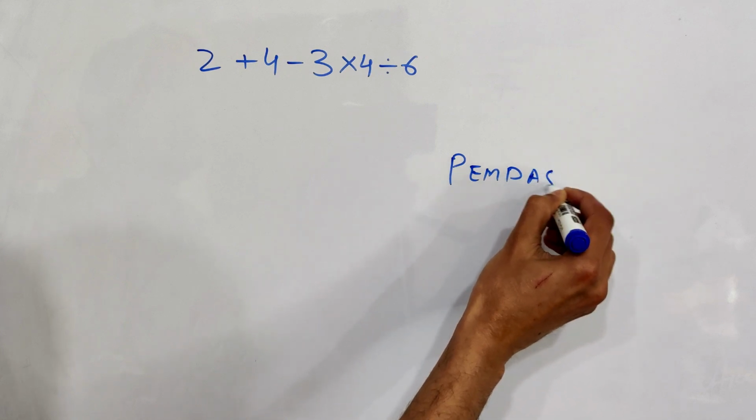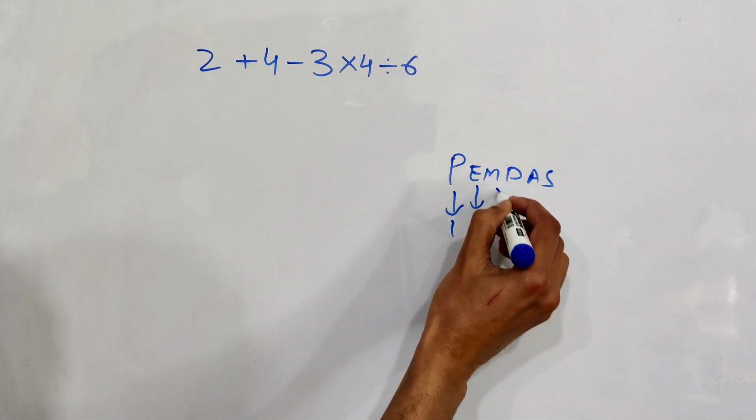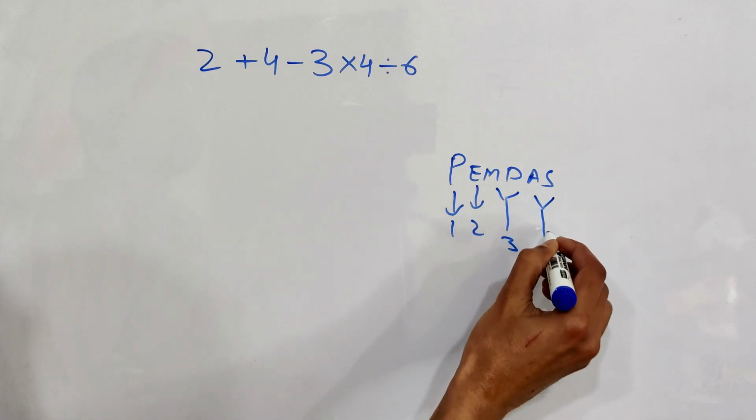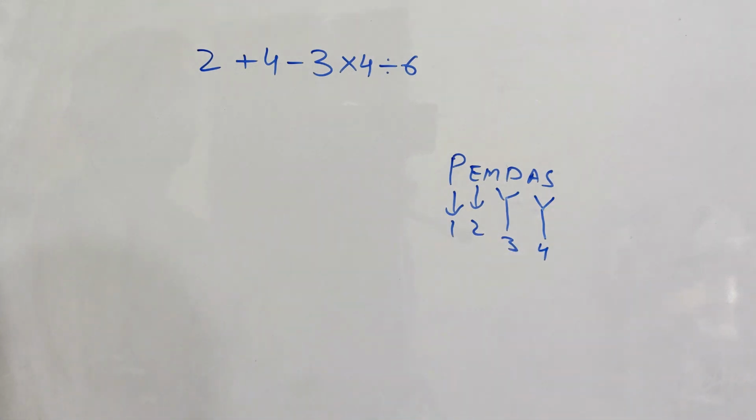We use PEMDAS. Parentheses first, exponents, then multiplication and division, right? Then addition and subtraction from left to right.